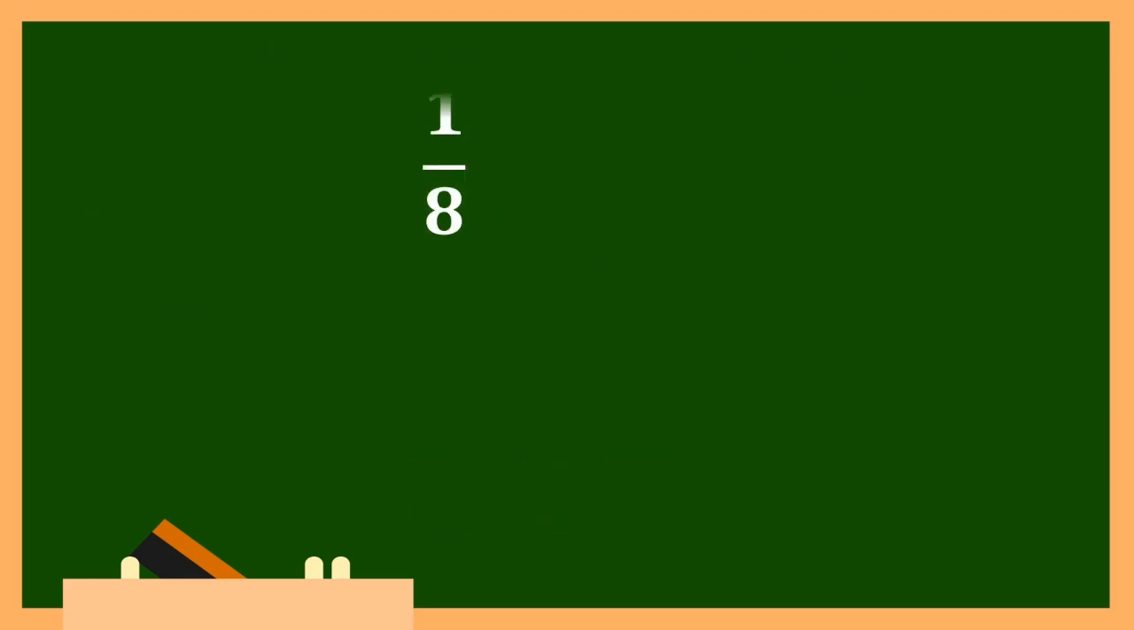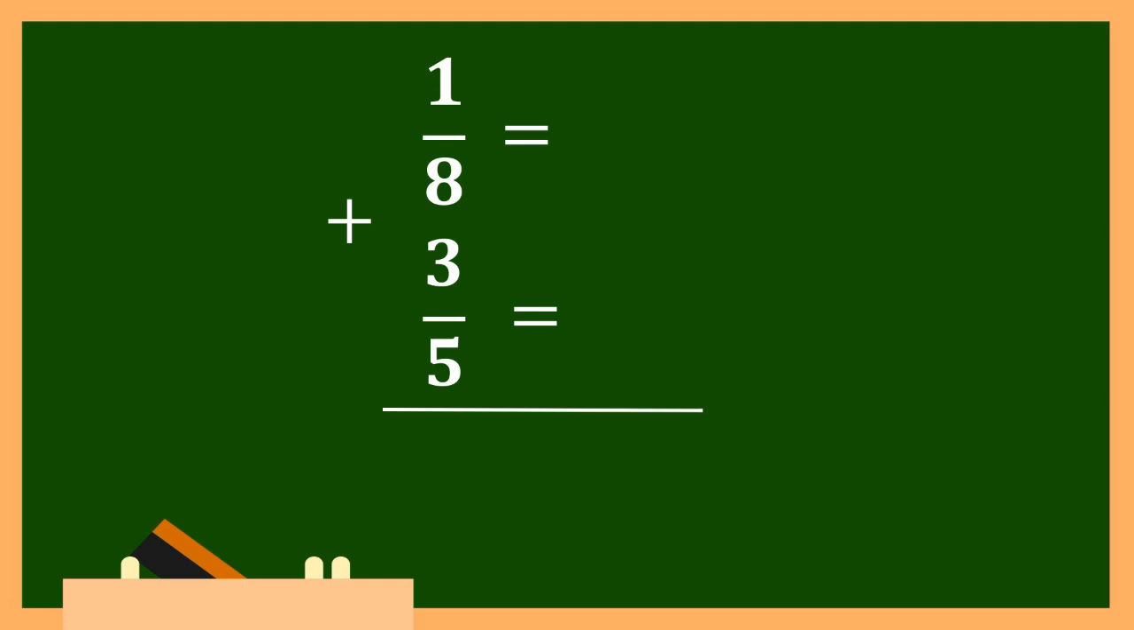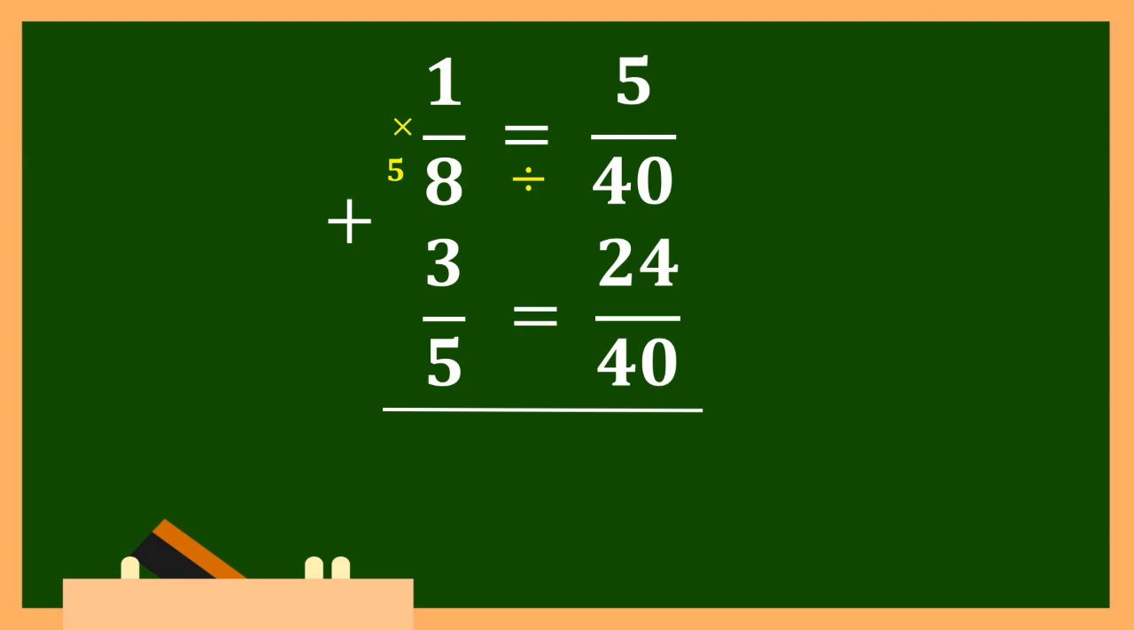Next, let's change it into similar fractions. So, gagamitin po natin yung LCD na 40 para maging similar fraction sila. So, siya na yung magiging denominator. Then, divide. 40 divided by 8 is equal to 5. Then, multiply 5 to the numerator na 1. 5 times 1 is equal to 5. And again, gagamitin natin ulit yung LCD na 40. So, 40 divided by 5 is equal to 8. Then, 8 times 3 is equal to 24.